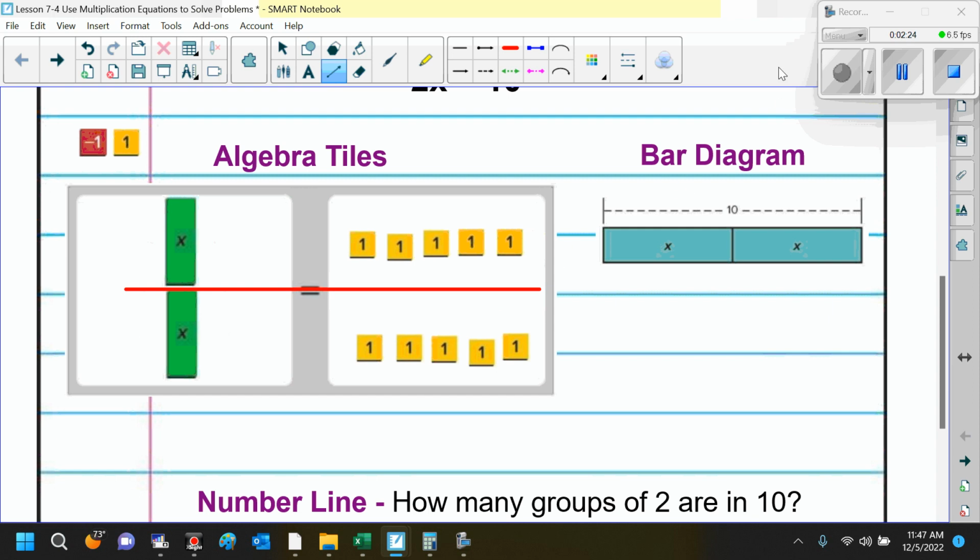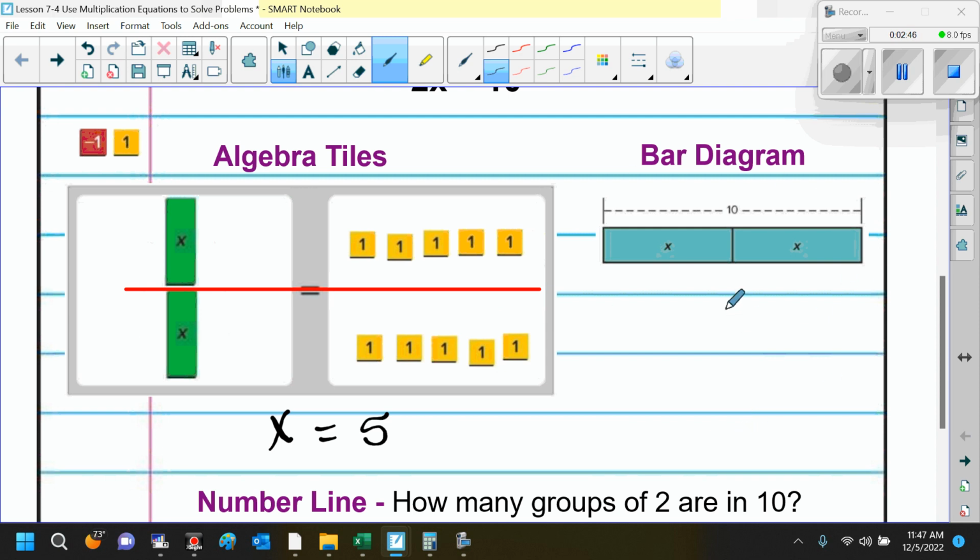So, when I look at this diagram, how much is one of those x's equal to? 5. Very good. So x is equal to 5. And that's how you show it using the algebra tiles.